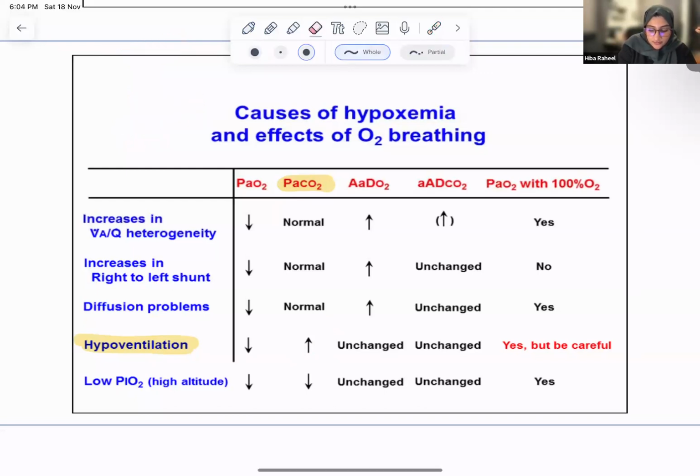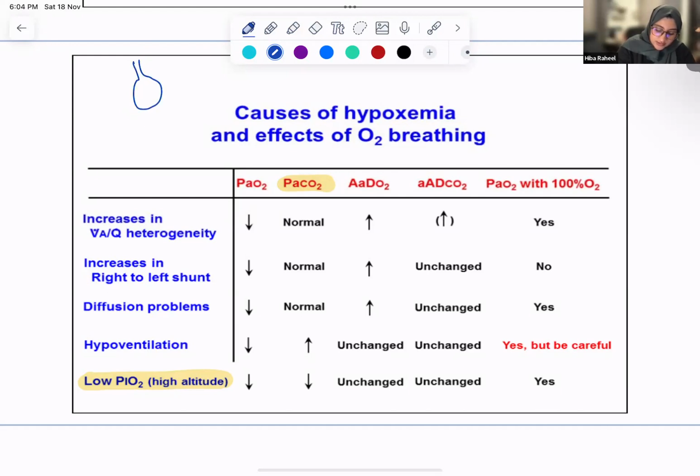Now let's talk about low PiO2. Low PiO2 is low inhaled oxygen. So again, let's take an example of an alveolus. I'm going to take this alveolus over here. Okay, here we go. So this is the alveolus. Now, what is happening in low PiO2 is that we are inhaling less oxygen. Now, when we inhale less oxygen, let's say at high altitudes, there's less oxygen in the air. Somehow our body needs to compensate for this. Otherwise, what is it going to do? Is it going to die? Of course not, right? We have to do something.